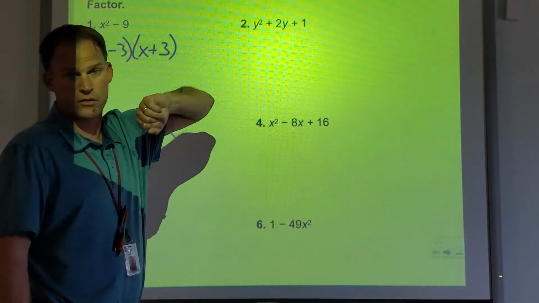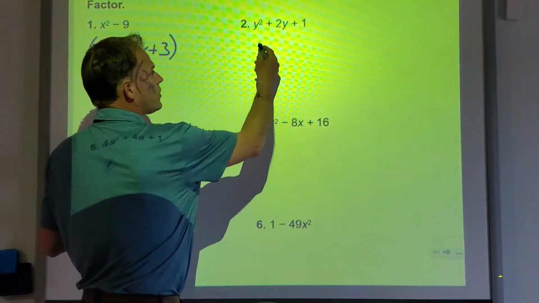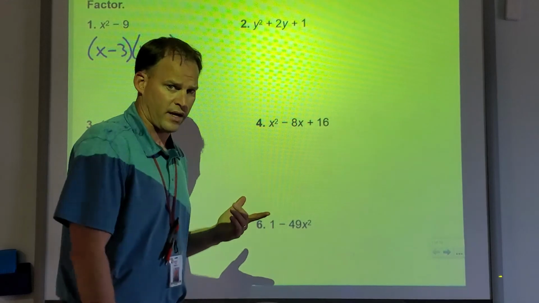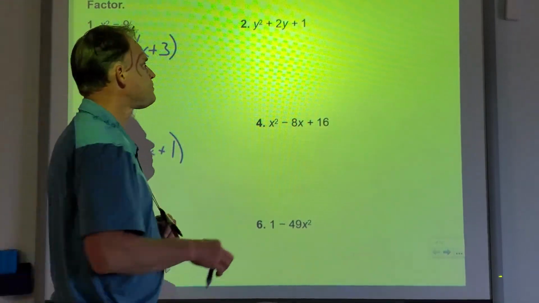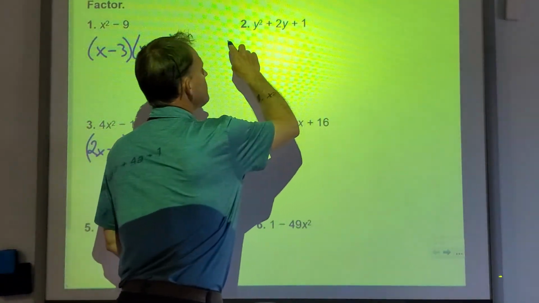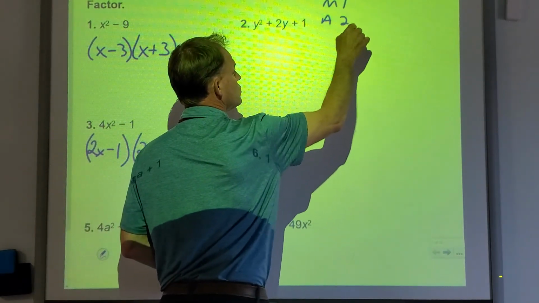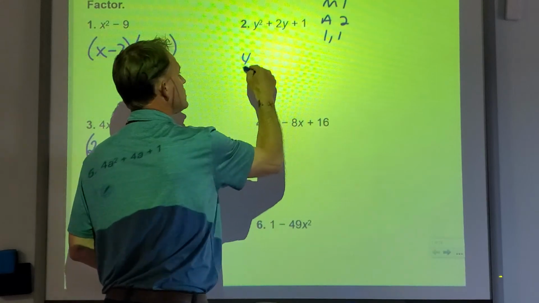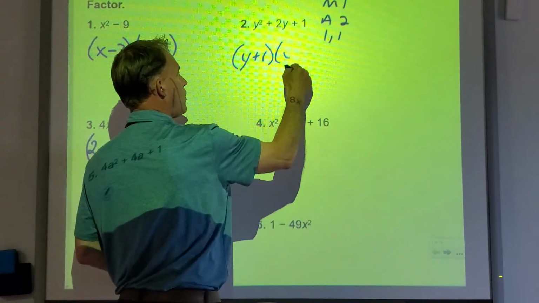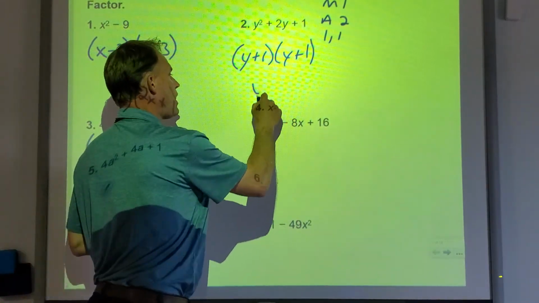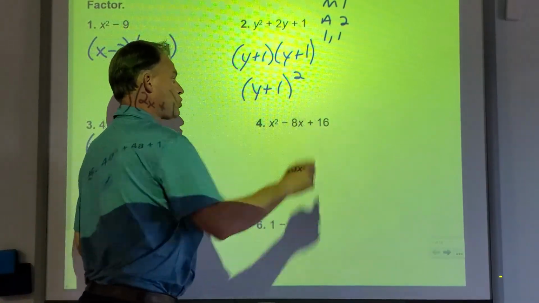The other type of factoring is this. So we talked about fast ways to factor this one and slow ways. Most of you didn't catch on to the fast way. It takes a lot of practice. So this, what multiplies to 1 and adds to 2 is 1 and 1. So this is y plus 1, which you notice, of course, is the same thing twice, so it's y plus 1 squared.